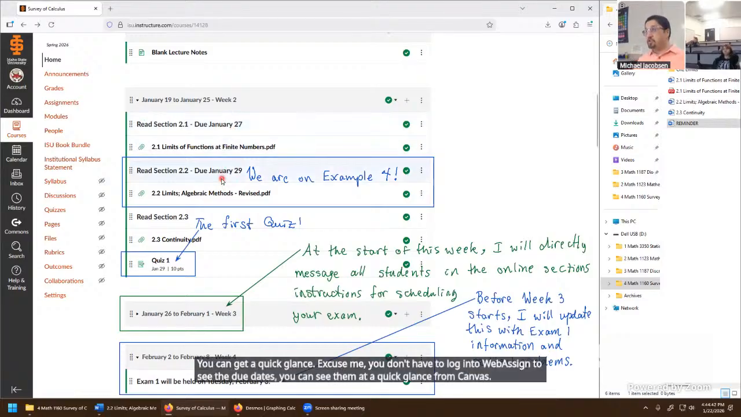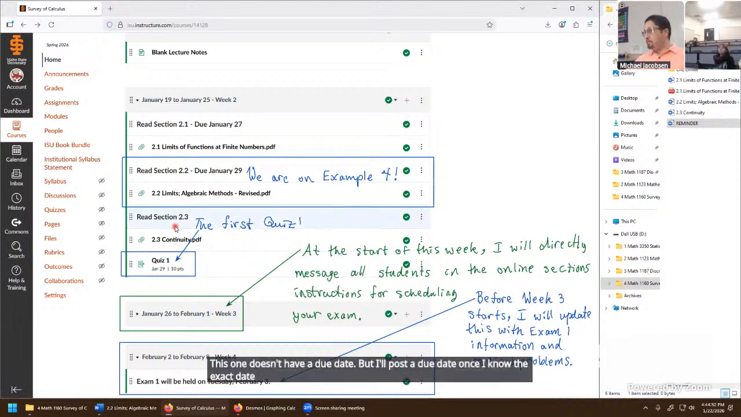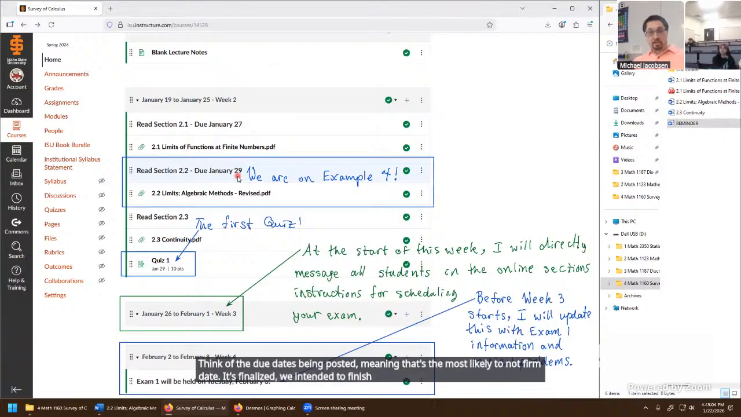I have the due date posted on 2.2 because I intend to finish this one today. This one doesn't have a due date, but I'll post a due date once I know the exact date we're definitely finishing it. We'll be starting section 2.3 today, likely finishing next week. Think of the due dates being posted as meaning that's the most likely firm date. It's finalized. We intended to finish it today, so I put a date on it.